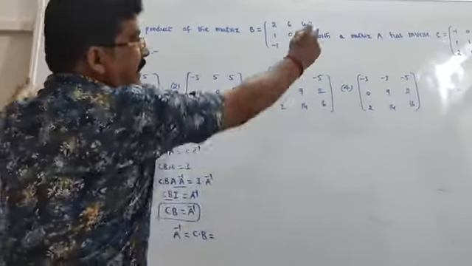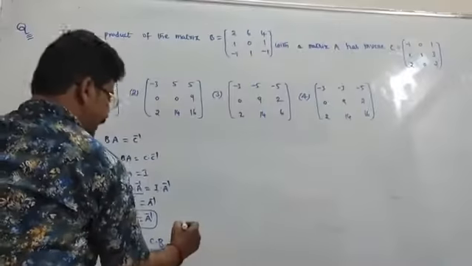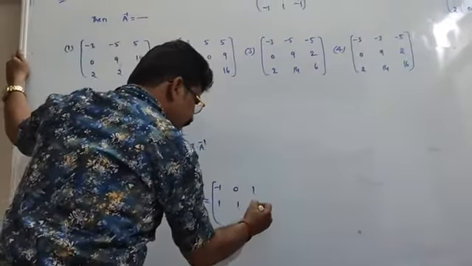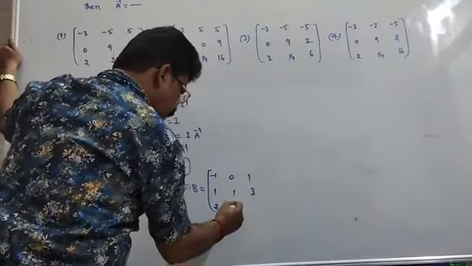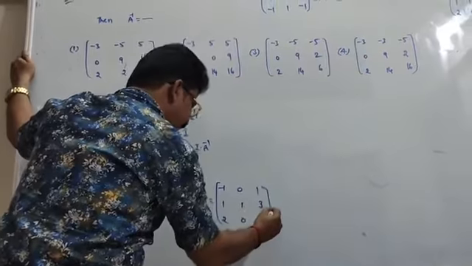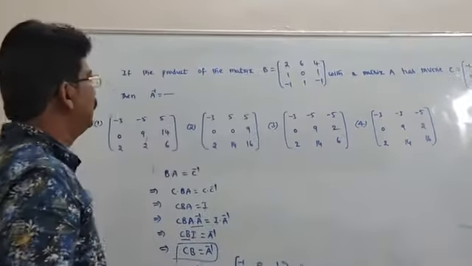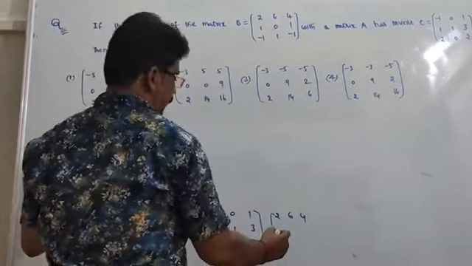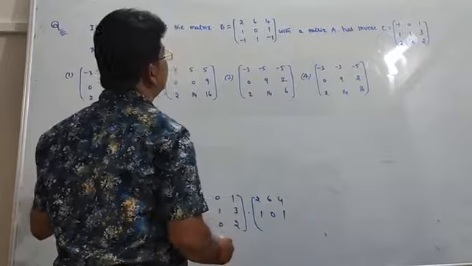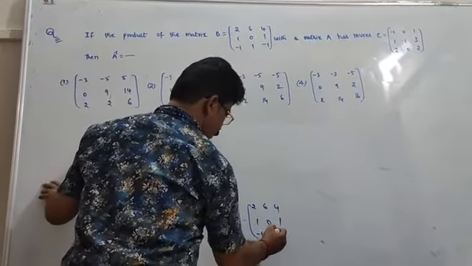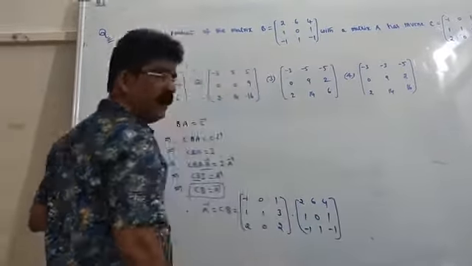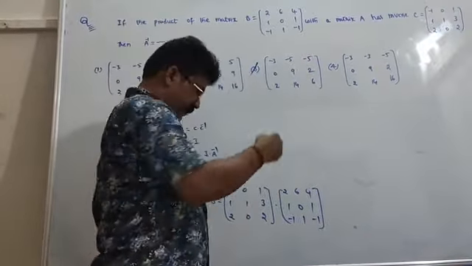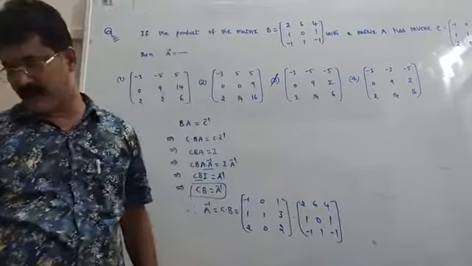C is given as the matrix minus 1, 0, 1, 1, 1, 3, 1, 1, 3, 2, 0, 2, 2, 0, 2. This is capital C. Next, B is given as 2, 6, 4, 1, 0, 1, 1, minus 1, 1, minus 1. So clearly we can multiply these 3 by 3 matrices and we obtain the third option. You can do this product at your home.